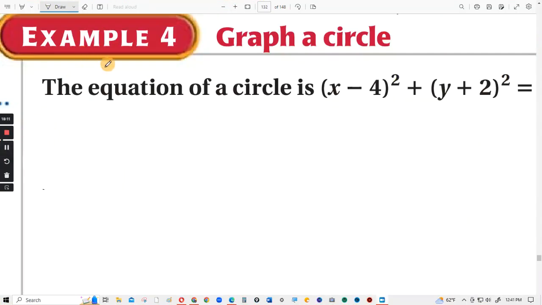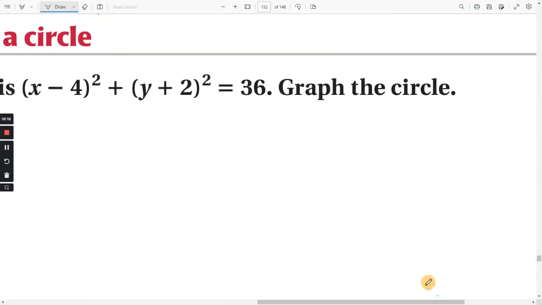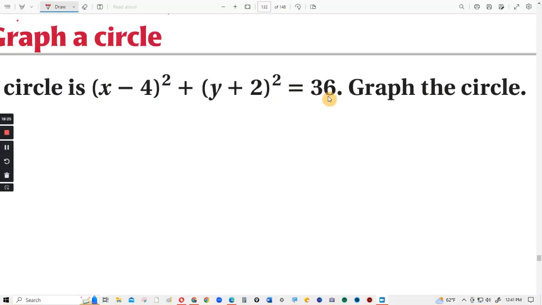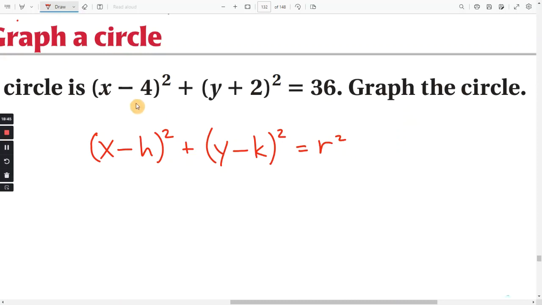Example 4, the equation of a circle is (x - 4) squared plus (y + 2) squared equals 36. They want us to graph the circle. Now, if you match up the standard equation to what we are given, remember the equation is (x - h) squared plus (y - k) squared equals r squared.